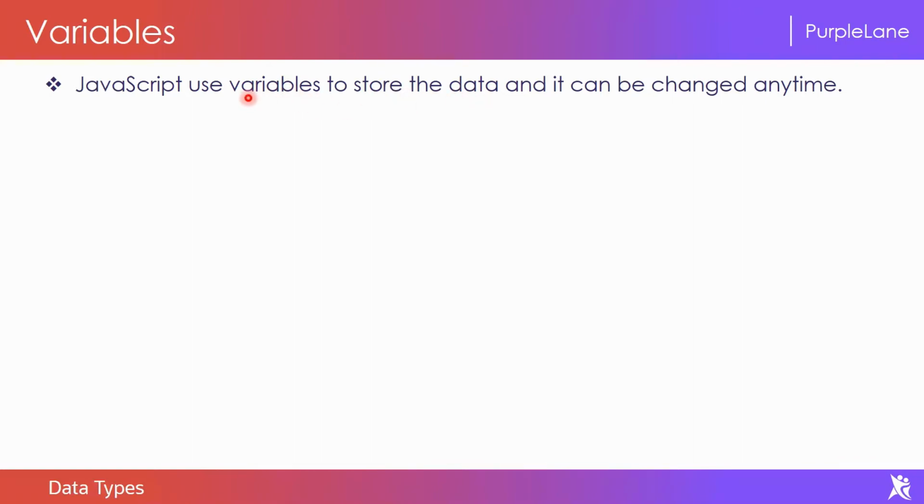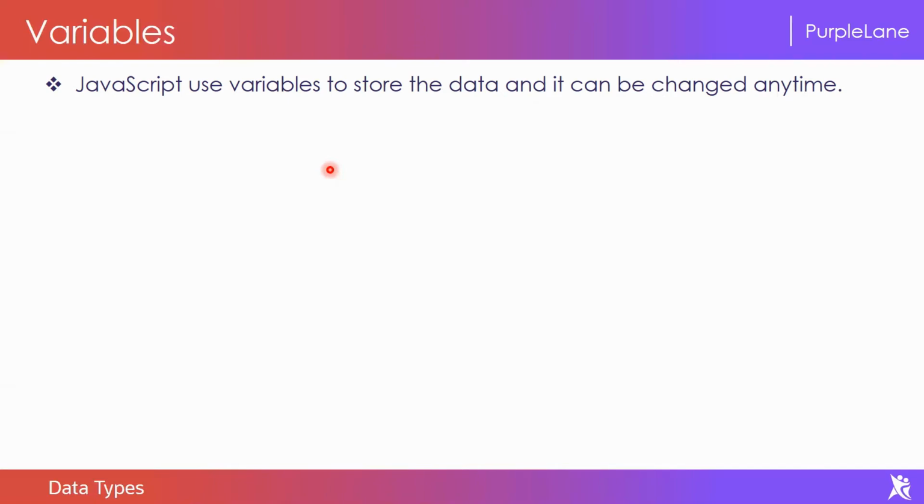So that's the meaning of this. We use variables to store the marks, and finally you write some logic to find the average. So that's why we have to use variables to store the data. And the second point, it can be changed at any time. That we'll see in an example.